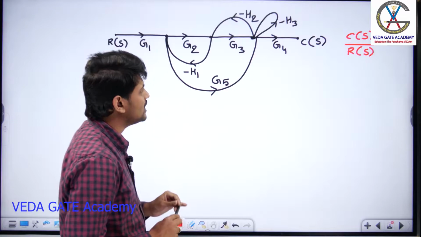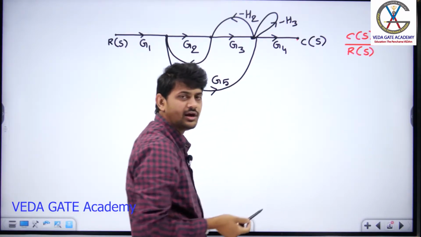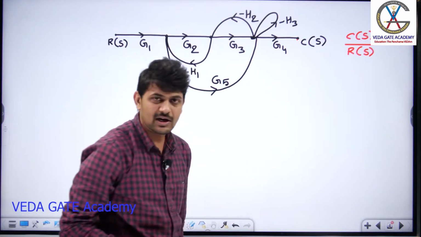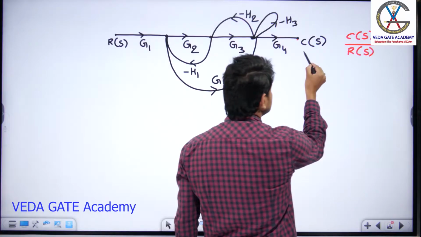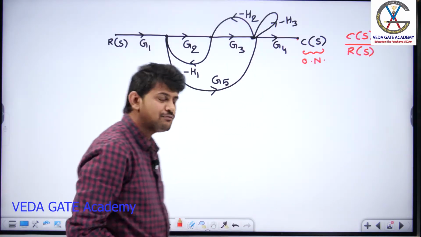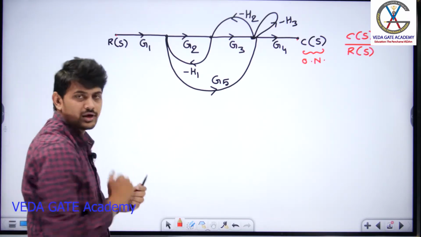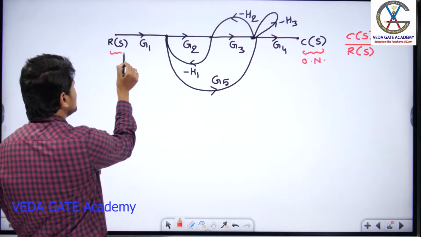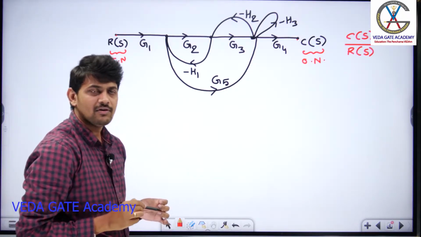Now let us try to see C of S. If you sit here, is it consisting of incoming or outgoing branches? If you sit on C of S at that particular point, it is having only an incoming branch. So I can say C of S is an output node. I can use the term ON to represent output node. Similarly, if you sit at R of S, it is having only outgoing branches, so I can treat this as an input node. Now I can comfortably apply Mason's gain formula between C and R.